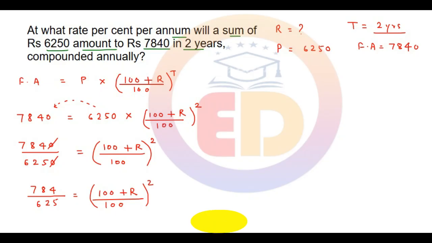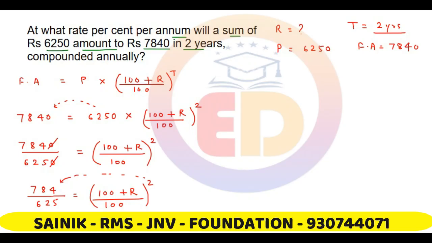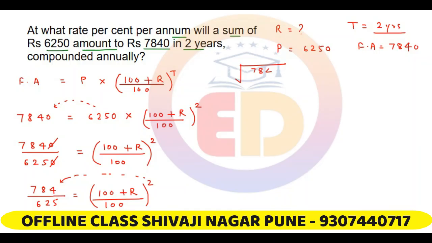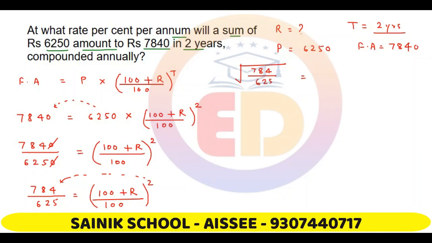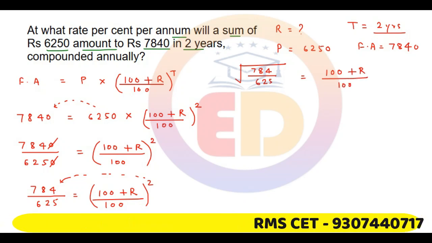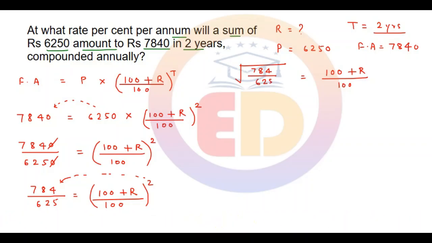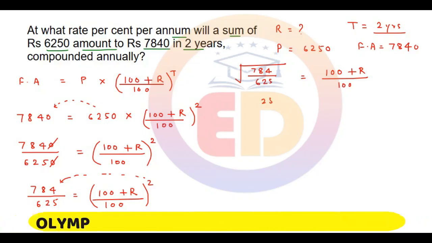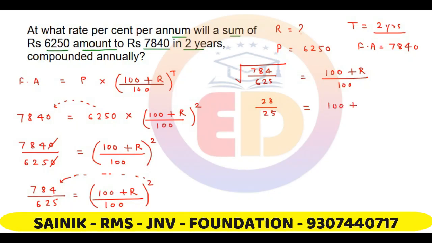Now what we will do is we will move this square from right side to left side, and when we will move the square from right to left side, the square will become square root. Will become square root of 784 upon 625 equals 100 plus r upon 100. Now we know that 784 is square of 28 and 625 is square of 25. So let's take the square value. It will be 28 upon 25 equals 100 plus r upon 100.